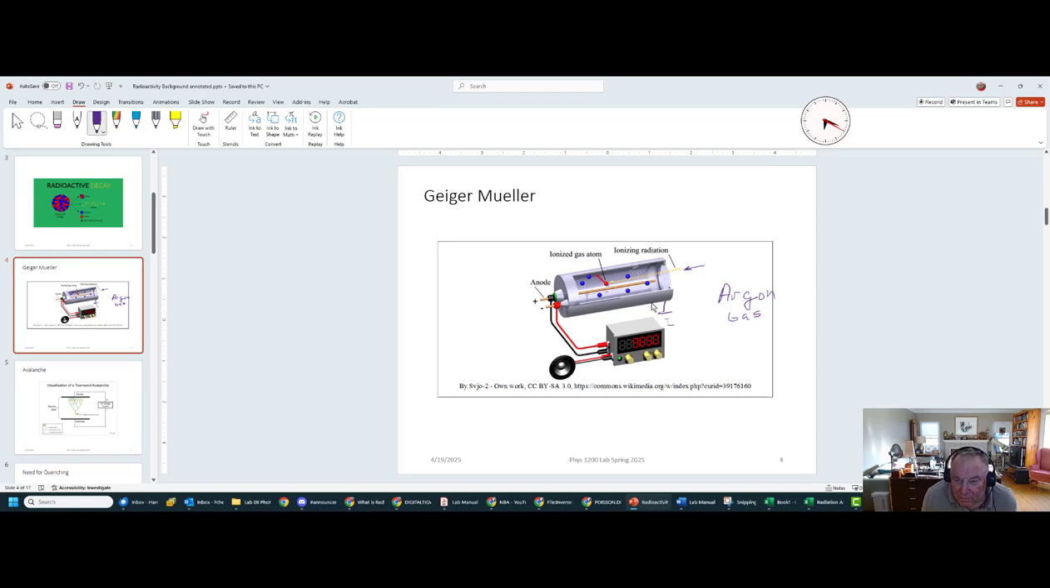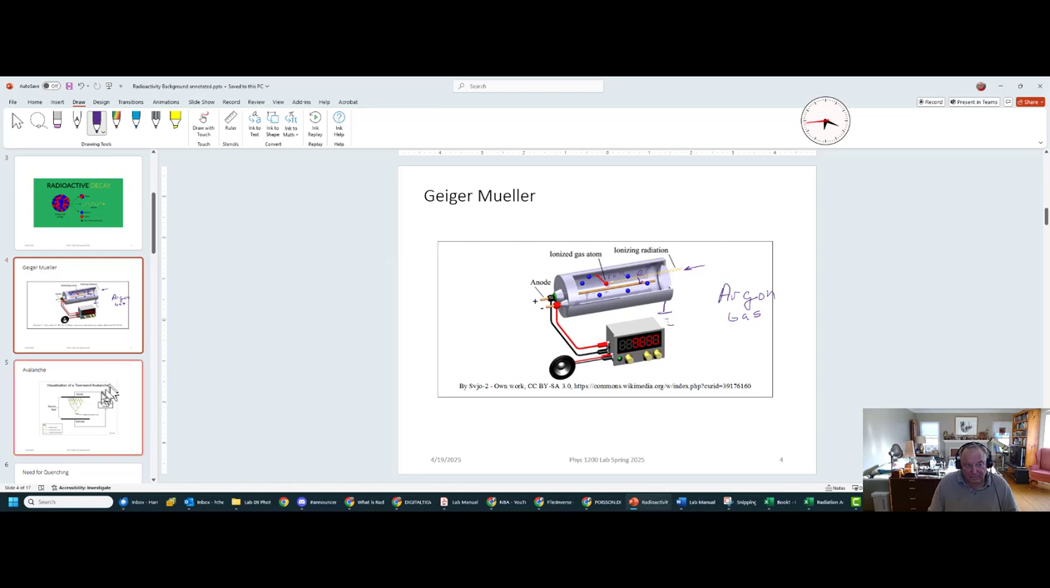So let's see what happens. So an electron gets liberated, and it doesn't tell us what these blue guys are, which is kind of stupid. That's the atom. So the blue ones are electrons that get liberated, and this is the ion that gets created. So the electrons travel towards the wire in the middle.